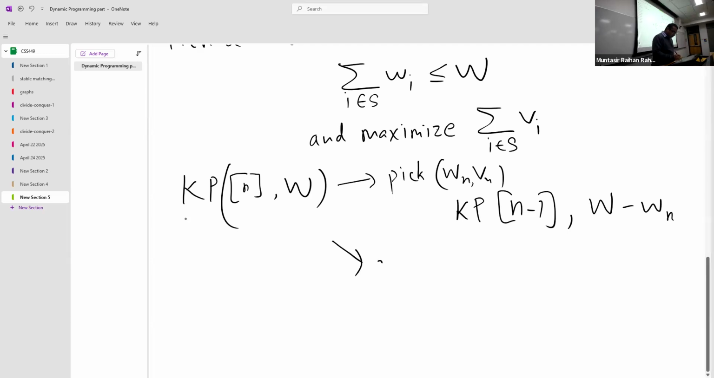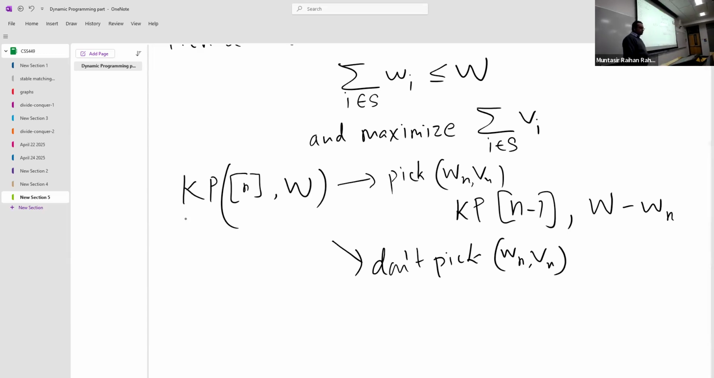And then if I don't pick it, then what does that mean? That means the optimal solution does not contain the nth item. So the optimal solution does not include the last item. I think you forgot to add the n. Exactly, good catch, very good, excellent. You're getting the DP stuff.